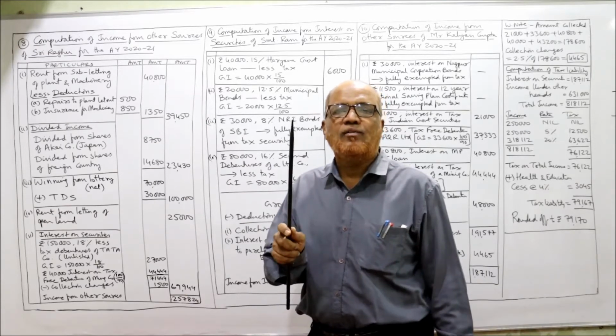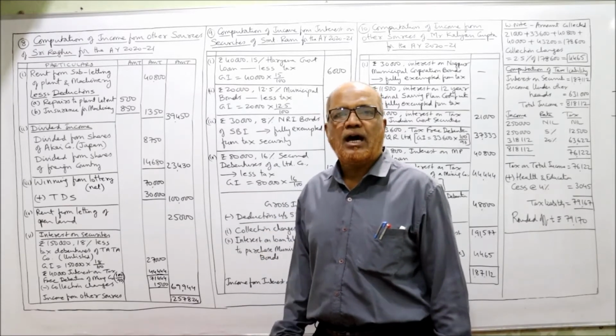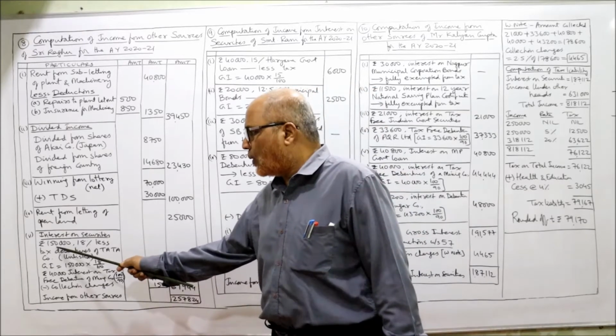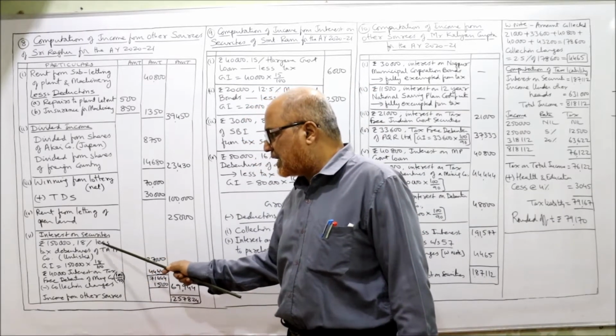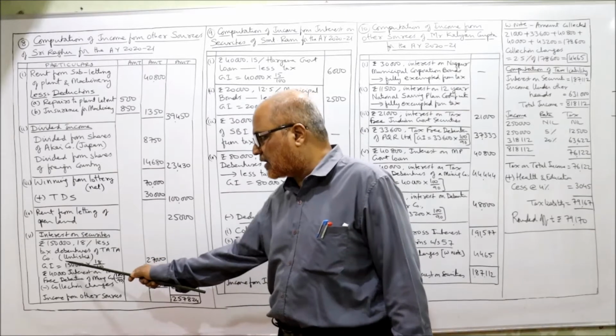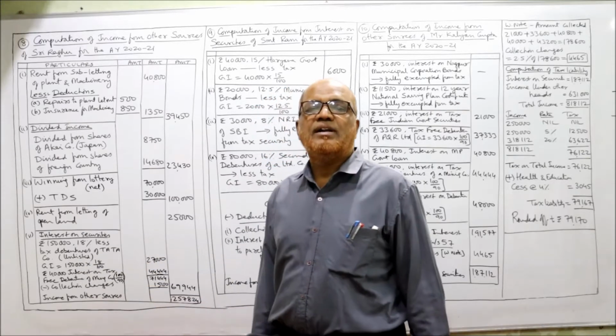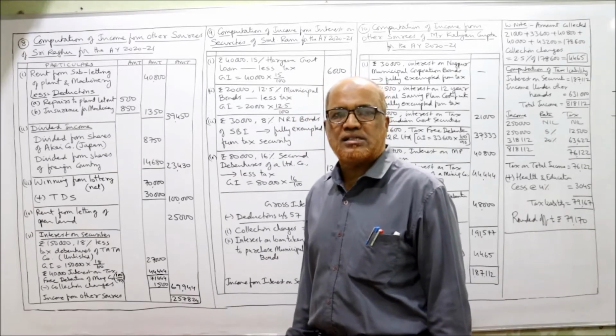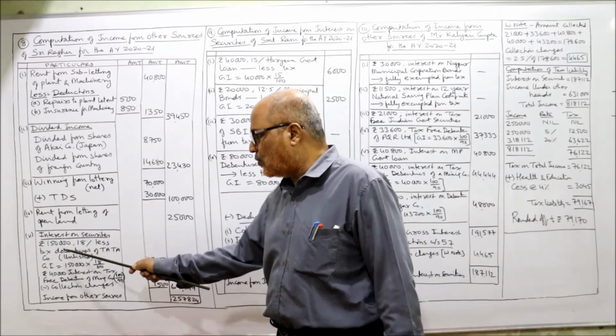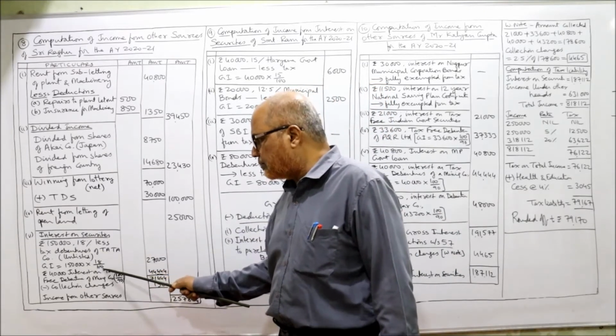Gross interest is equal to face value into rate by 100. So here I have taken 1,50,000, 18% less tax debentures of Tata Company. Since it is less tax, in only one step we'll get the gross interest. So gross interest is equal to face value 1,50,000 into 18 by 100.